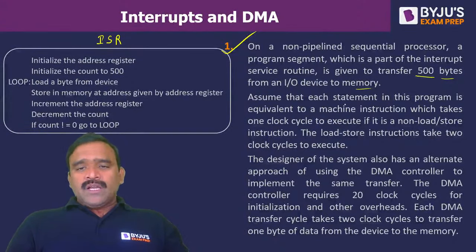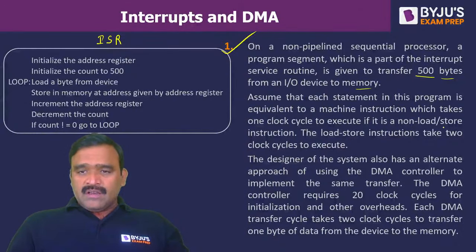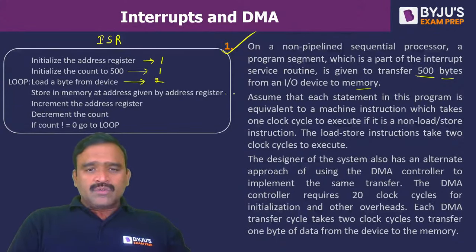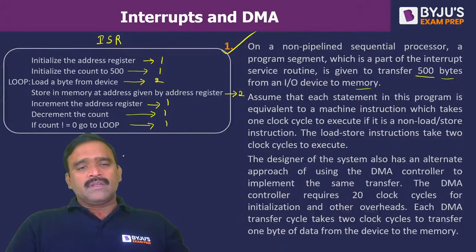Assume that each statement in this program is equivalent to a machine instruction, which takes 1 clock cycle to execute if it is a non load/store instruction. The load/store instruction takes 2 clock cycles. So initializing the address register takes only one cycle, and initializing the count value to 500 takes one cycle. Load and store instructions take 2 cycles each. Incrementing the address register takes one cycle, and decrementing the count and looping also takes one cycle.